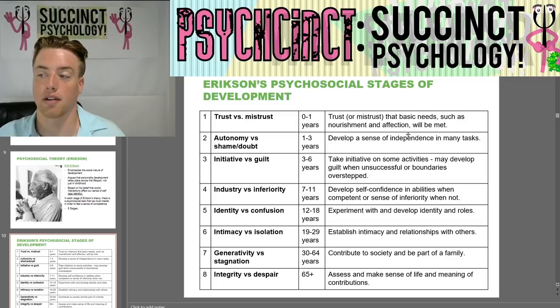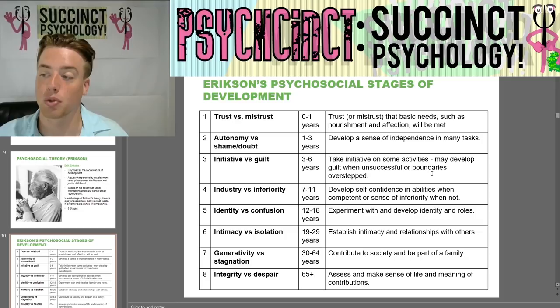Stage 2 is autonomy versus shame/doubt, which is 1 to 3 years, and develop a sense of independence in many tasks. 3 is initiative versus guilt, 3 to 6 years, takes initiative on some activities and may develop guilt when unsuccessful or boundaries are overstepped.